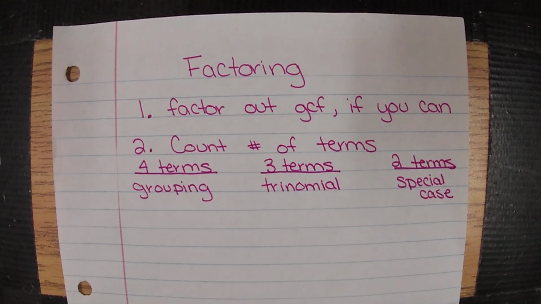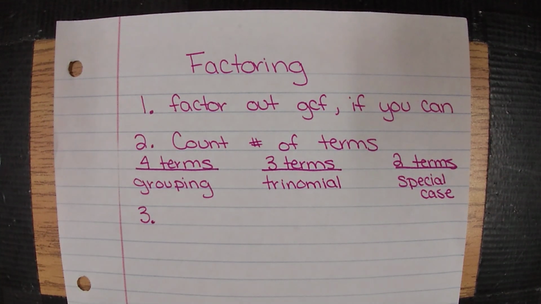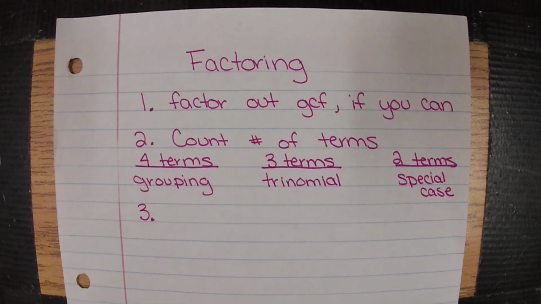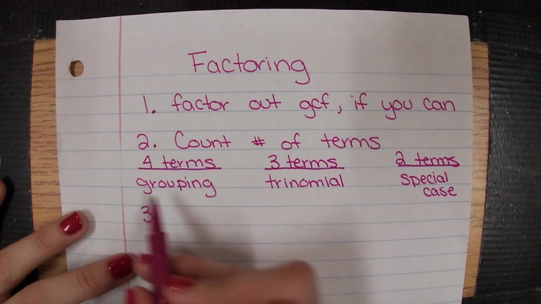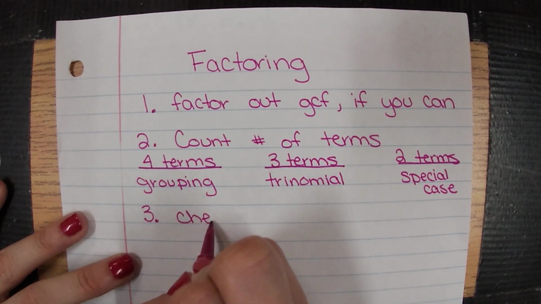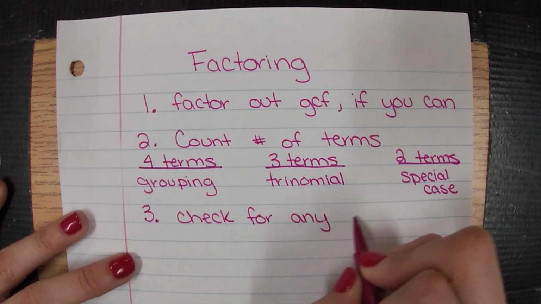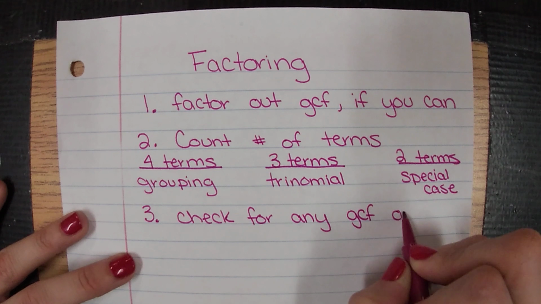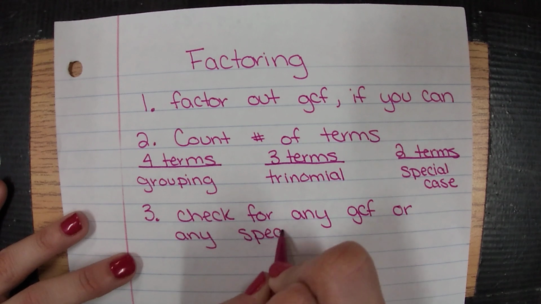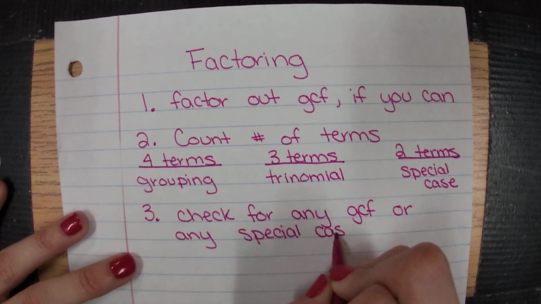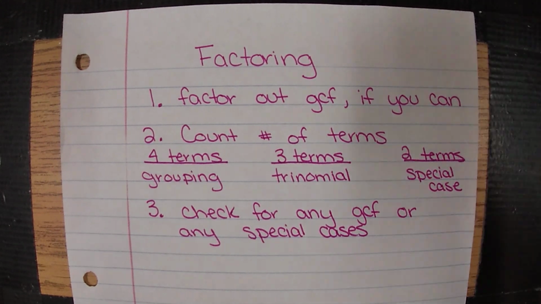Okay, and then we found this out in our last lesson that we always need to double check ourselves, because once we factor a trinomial or factor by grouping, we end up with binomials, and binomials can also be special cases. So when we're done doing any of this, we want to check for any missed GCFs and or any special cases. Okay, that's just summarizing everything we've looked at.